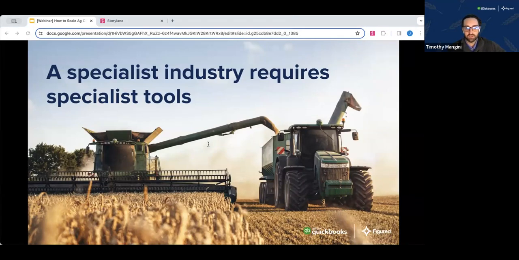QuickBooks Online is incredibly powerful on its own, but we've recognized that you can't unlock this opportunity by just using QuickBooks Online and spreadsheets, which is why we're here with Figured. Spreadsheets are great, but they really are not there to help your agriculture clients. So as James said, by combining these two tools together, it really provides the key to unlock a new CAS vertical for your firm.